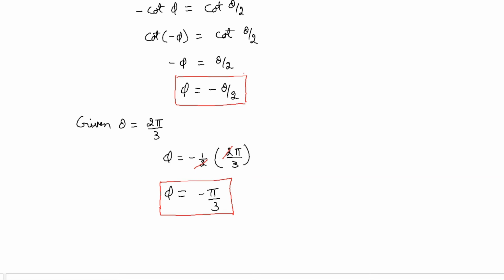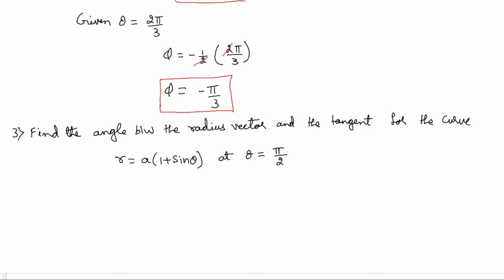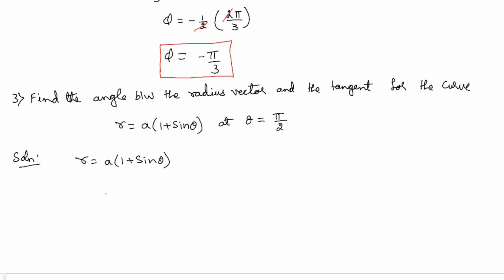Let us move on to the next question. So the question is, find the angle between the radius vector and the tangent for the curve r is equal to a into 1 plus sine theta at theta is equal to pi by 2. So given the curve r is equal to a into 1 plus sine theta, let us take log on both the sides. We get log of r is equal to log of a times 1 plus sine theta.